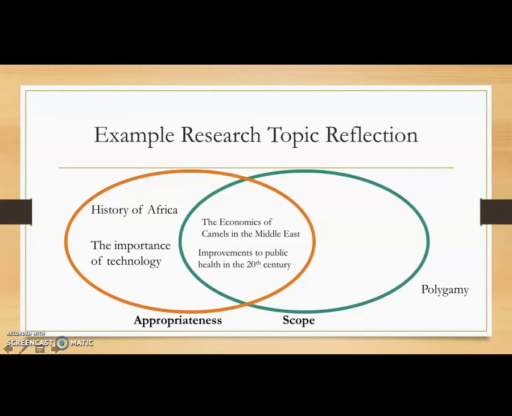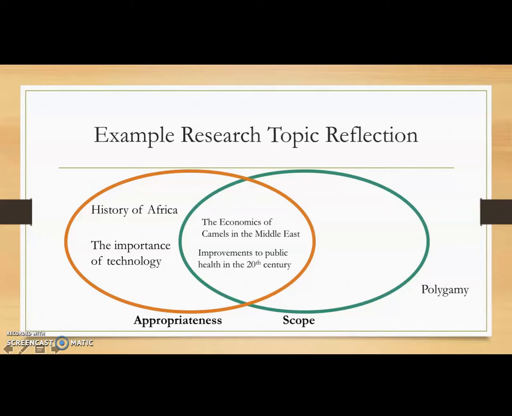Now that you've finished that activity in your notebook, let's go through all of the example research topics. Looking at the graphic, you can see a Venn diagram. The circle on the left of your screen is for appropriateness, and the circle on the right of your screen is for scope. Starting from the left, you'll see that the topics history of Africa and the importance of technology are in the circle for appropriateness. However, they do not meet the requirements for scope. Both of those topics are way too broad. You could have numerous questions come from those, and thus they are not a good guide for you in narrowing your topic into a research question.